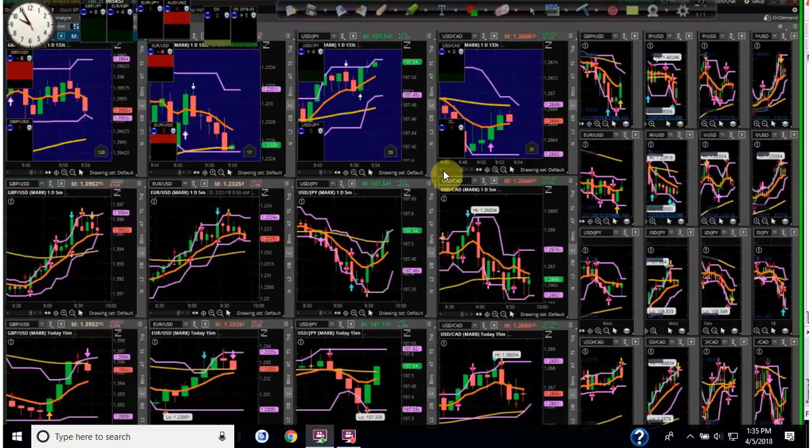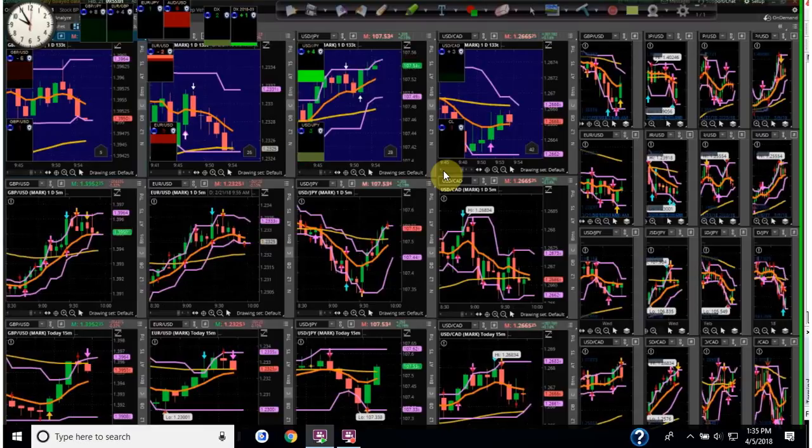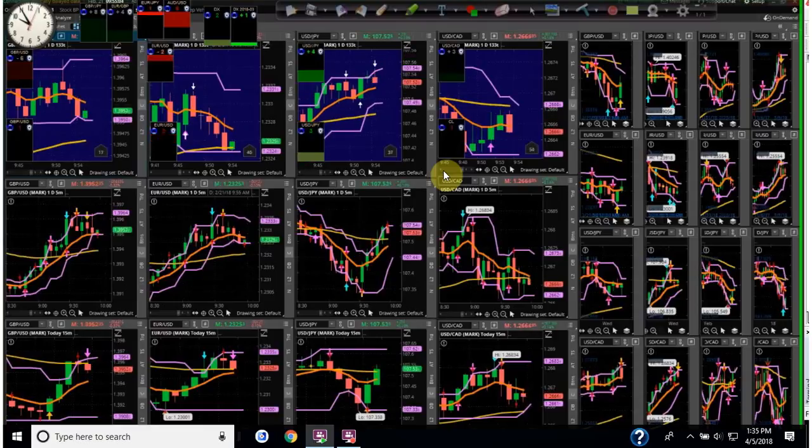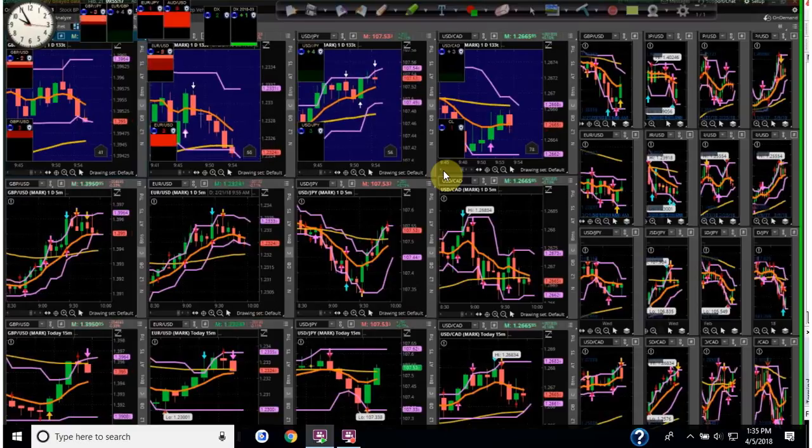Right now it looks like it bounced off the top of the band. Right now it bounced off the 1 hour band, and it had a slight retracement. So that was a good trade for about 10 pips. It's about to get 10 pips. We took it at 33. Here it goes.